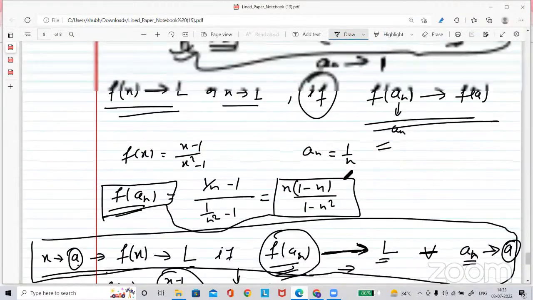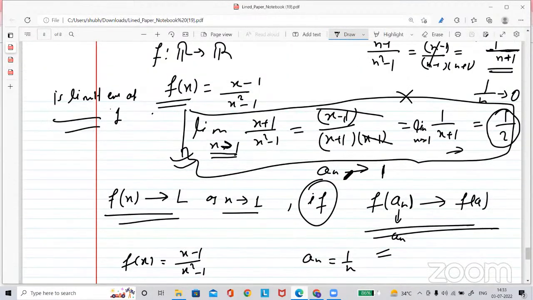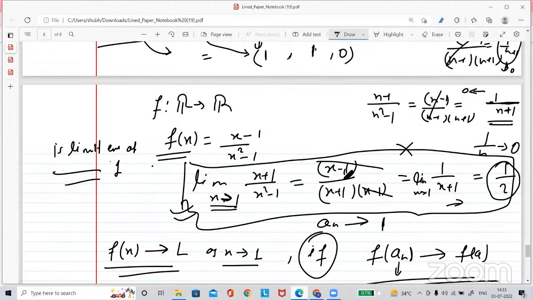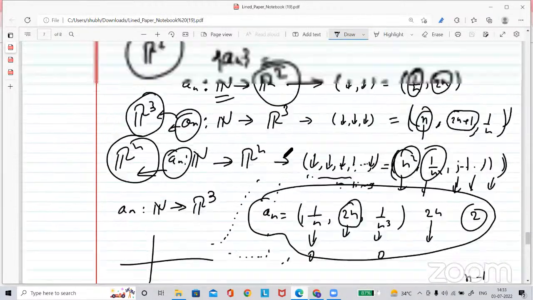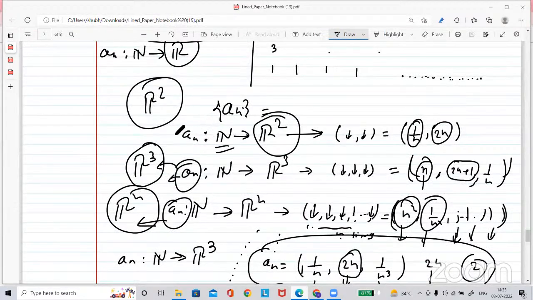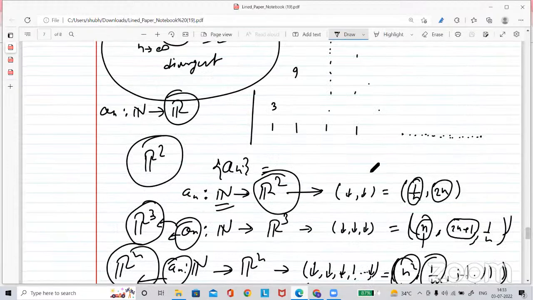The last thing I was discussing was the sequence. I am not going to discuss sequences in Rn, R2, R3, in any space again. That is easy, a simple thing. If you didn't know, please go through the previous session. It will take time to tell you again.